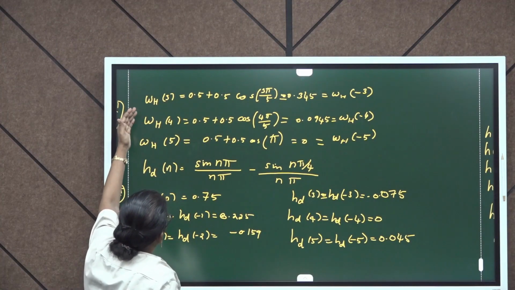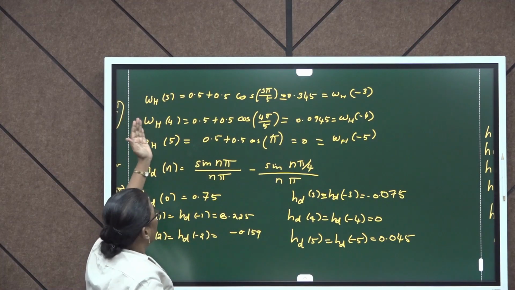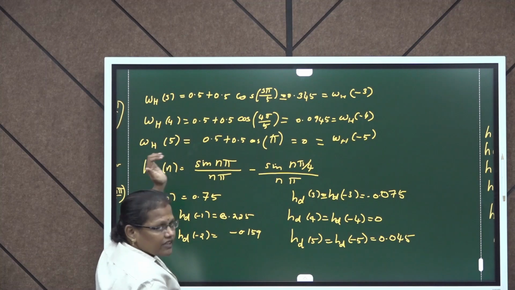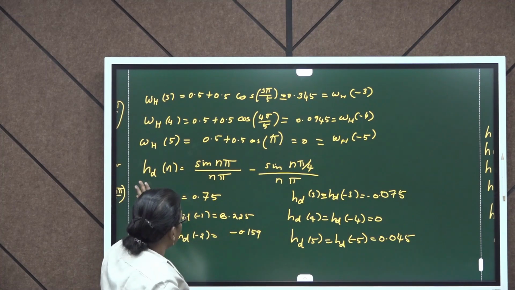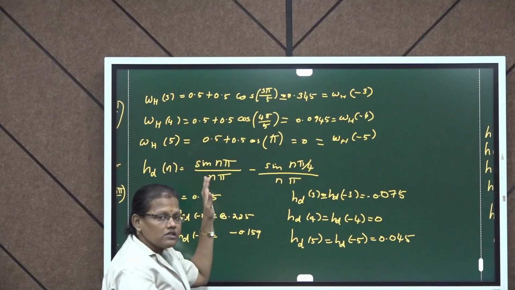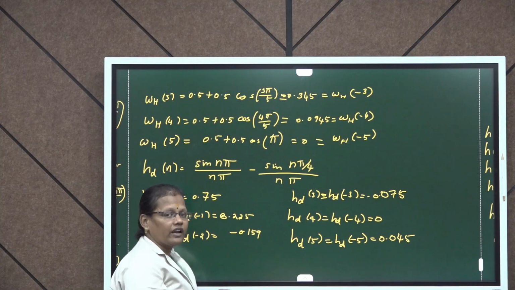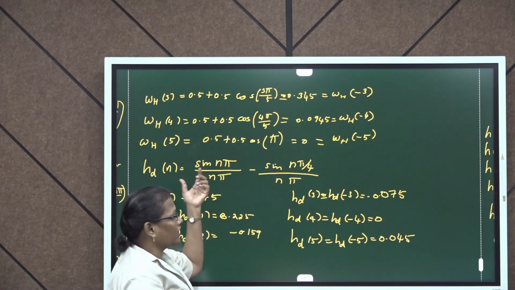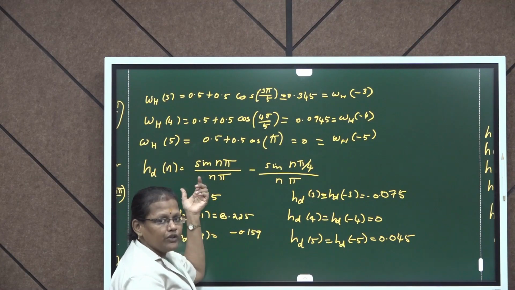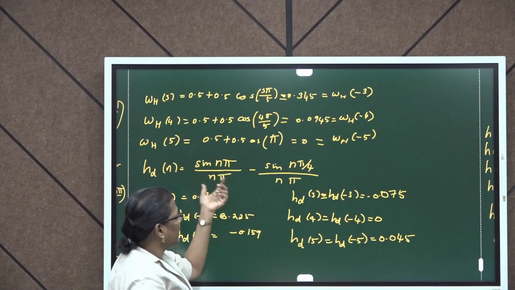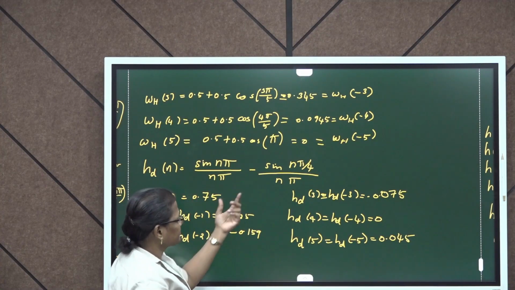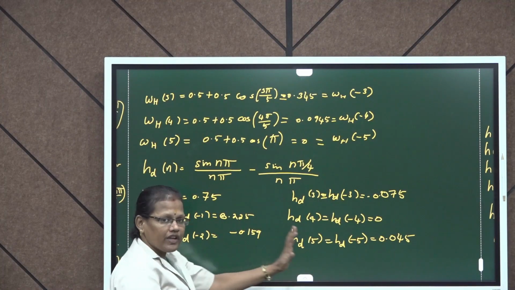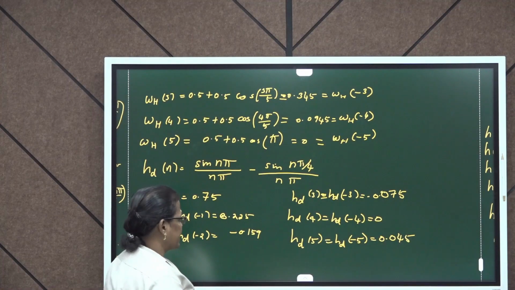So W of 3, 4 and 5, W of 5, up to W of 5 we have calculated. Then the hd of n value is calculated in the previous slide. You can refer to the previous lecture for calculating the hd of n value. hd of n is equal to sin n pi by n pi minus sin n pi by 4 by n pi. This value also we have calculated in that lecture itself.